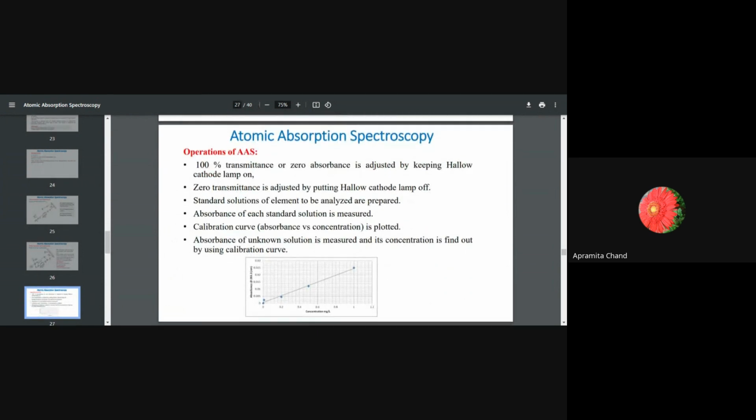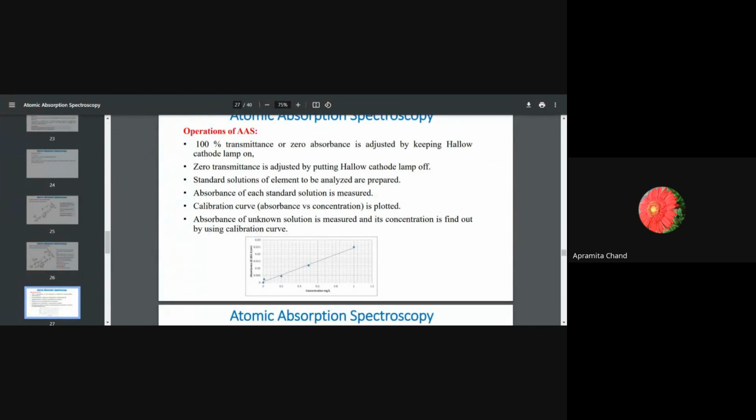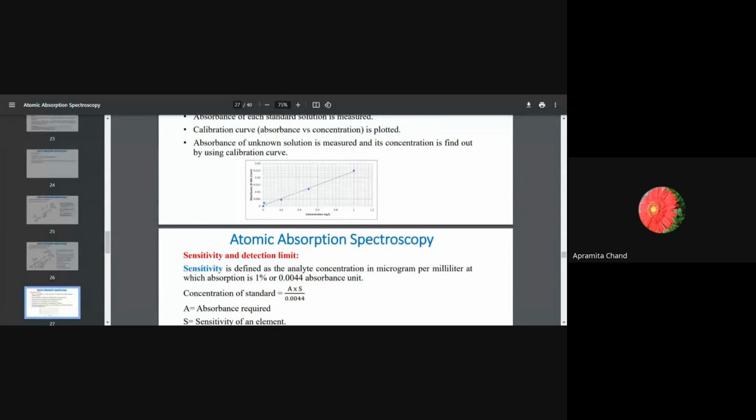So how is the operation done? First, we have to see whether the zero absorbance is there or not. We keep the hollow cathode lamp on, and then the zero transmittance is adjusted by putting the lamp off. So first you have to see whether the 100% transmittance is there or not, and then whether the zero transmittance is there or not. The standard solutions of the elements to be analyzed are prepared first, and then the absorbance of each standard solution is measured. Finally, the calibration curve, that is, absorbance versus concentration, is plotted, the absorbance of the unknown solution is measured, and the concentration is found by using the calibration curve.